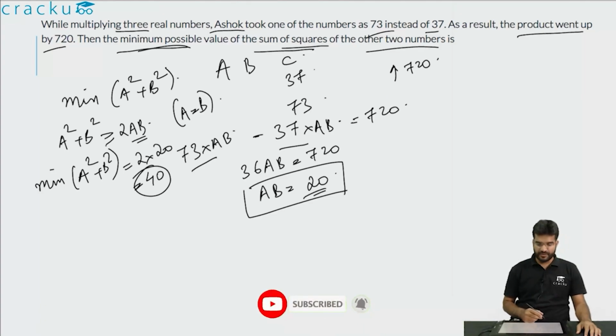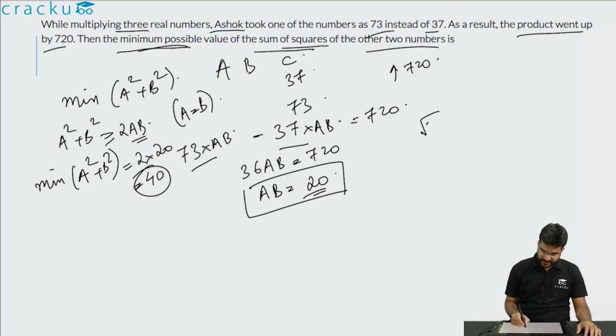So if the other two numbers were equal and they were actually equal to square root of 20 each, that is when the minimum value of a square plus b square occurs, and it will equal 40. So the answer in this case is 40.